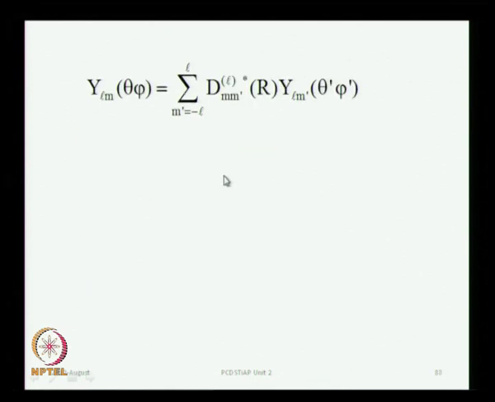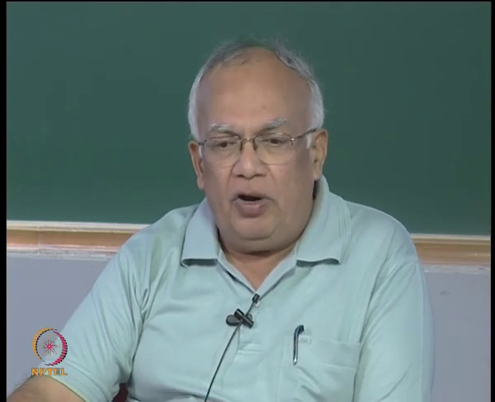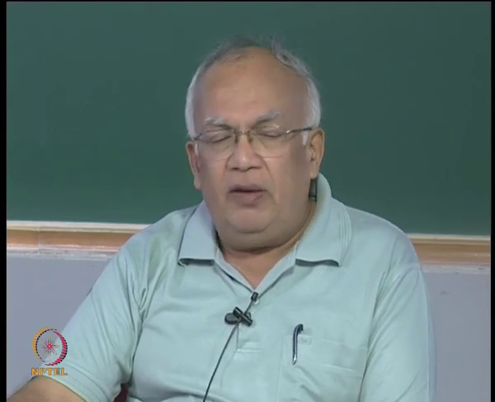What have we got? We now take a particular case: consider a point on the z prime axis. We have done this earlier as well. For this point, we know that theta is equal to beta. For a point on the z prime axis, the polar angle theta, which is with respect to the z axis of the original frame, is beta. Phi, the azimuthal angle, is alpha, but the polar angle with respect to the new frame, which is the red frame, will obviously be 0, because it is a point on that axis. So, theta prime is 0.